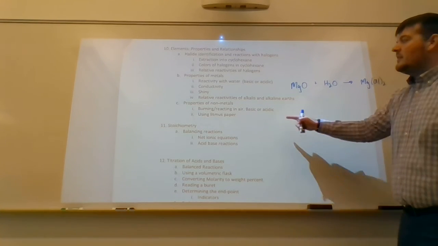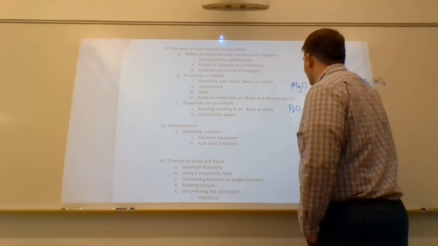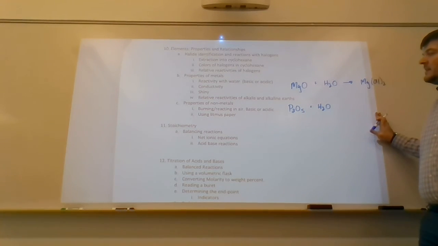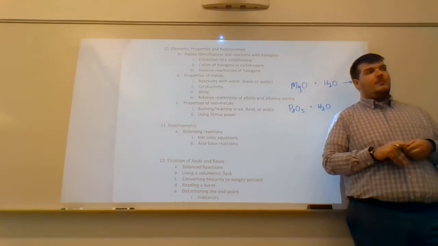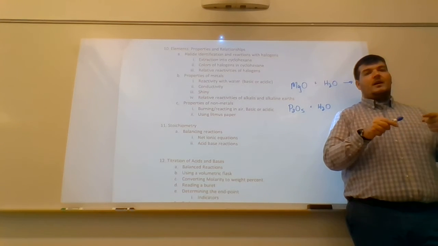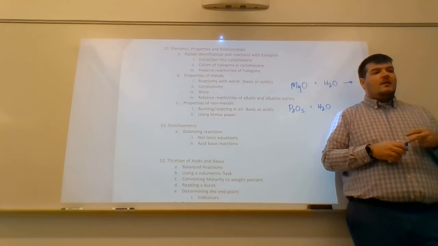Now let's go down here and let's talk about our nonmetals. Remember we took P2O5 and reacted that with water? What happened to the water there? It turned acidic. This is a nonmetal oxide. Okay, nonmetal oxides turn water acidic. Remember, the whole purpose of this lab was to make general statements. These are general statements that I'm making. Metal oxides turn water basic. Nonmetal oxides turn water acidic.